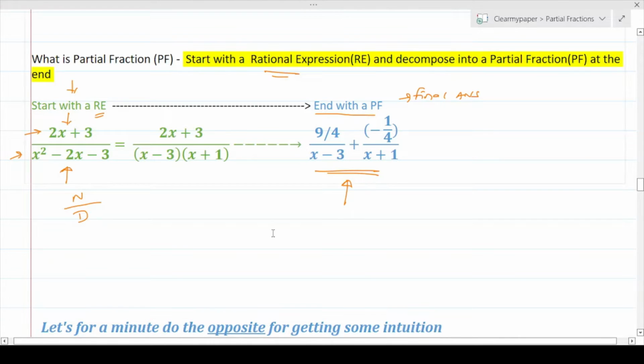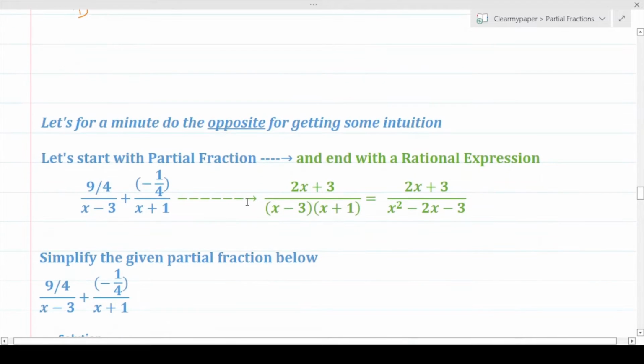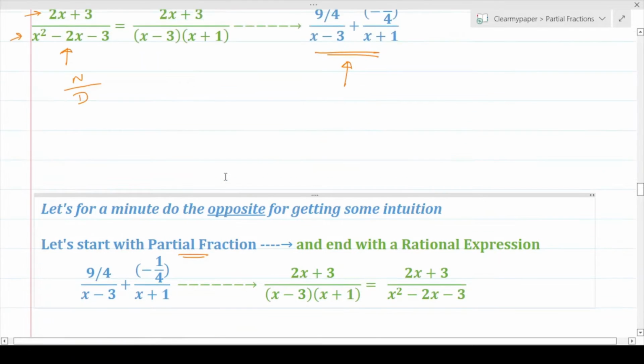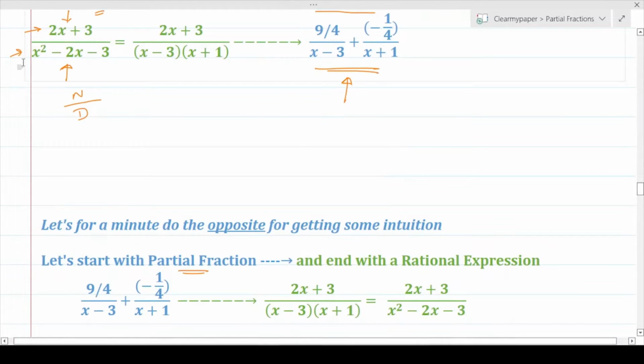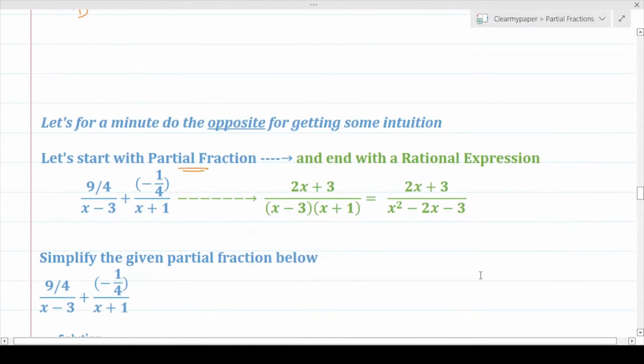Let's take a slight detour here and understand some of the nuances, and then we'll come back to the concept of a partial fraction to see what exactly is happening. So for a minute, we are going to do the opposite to get some intuition. We are going to start with this partial fraction over here and go in the opposite direction, towards this left side. So we start with the partial fraction and end with a rational expression, which is what this is.